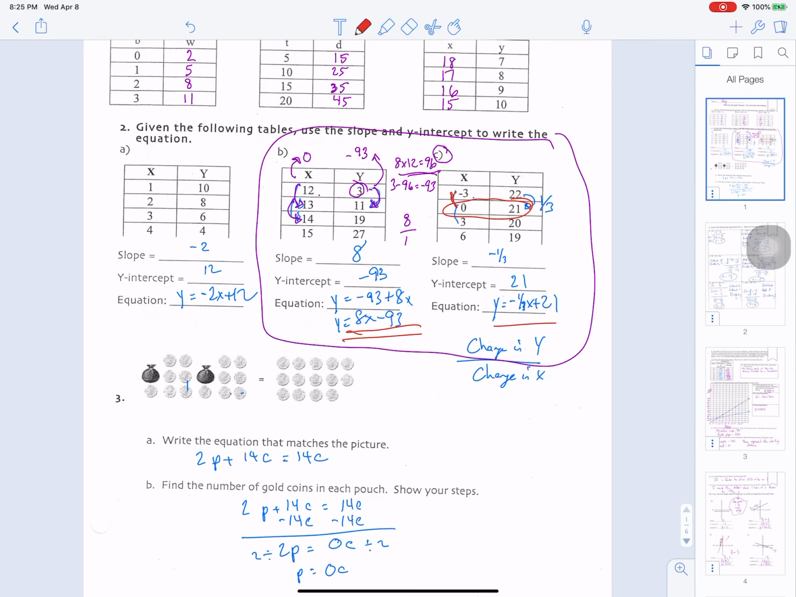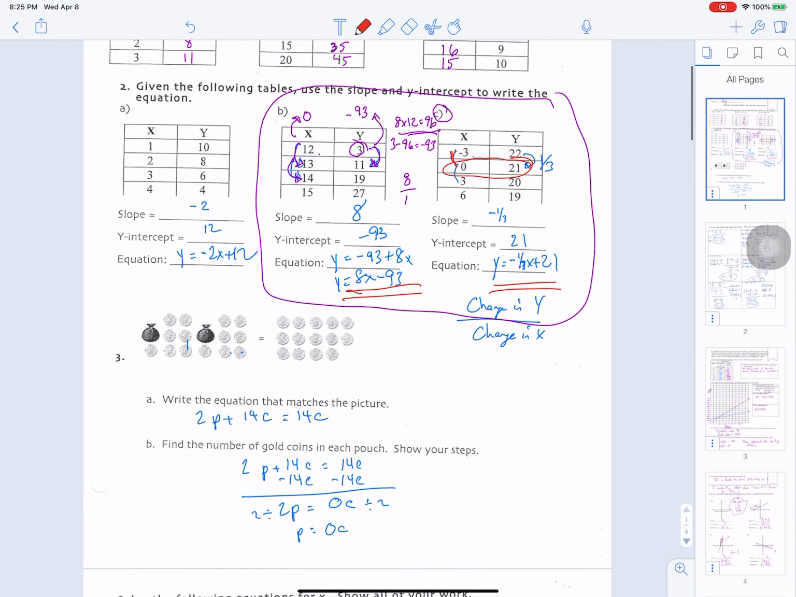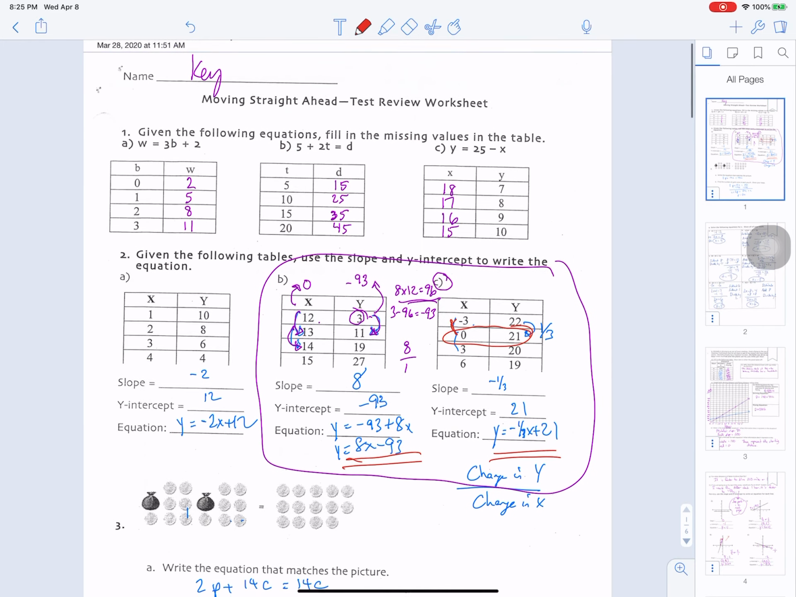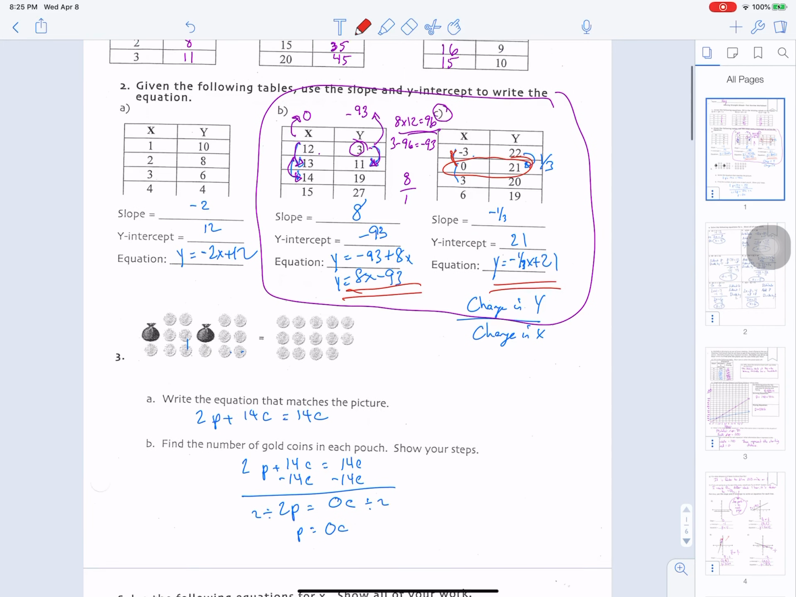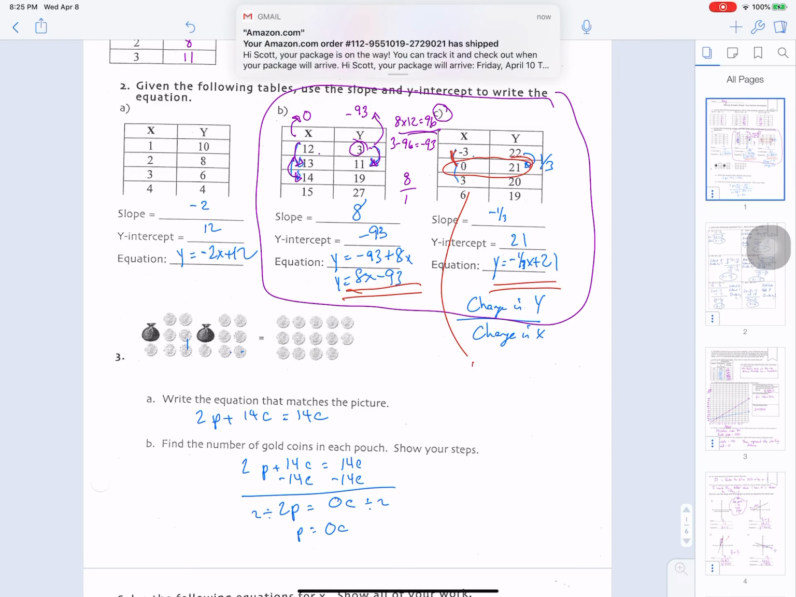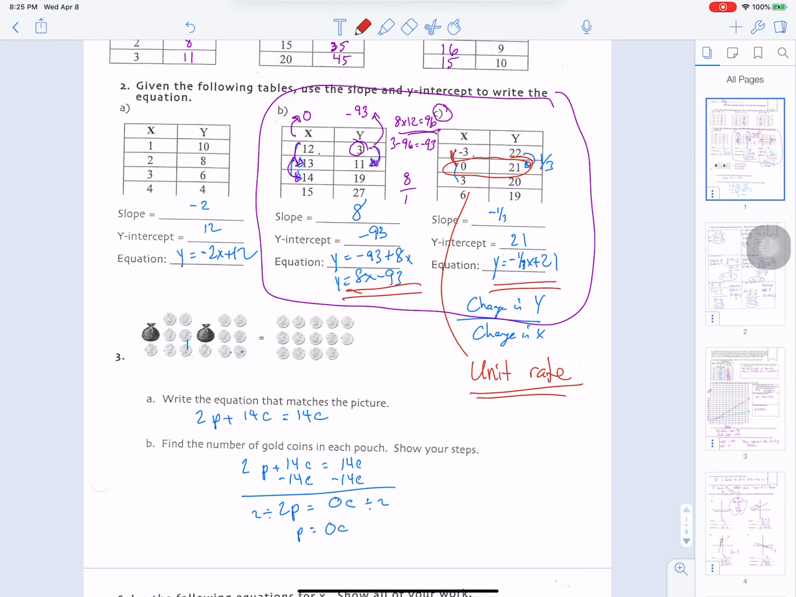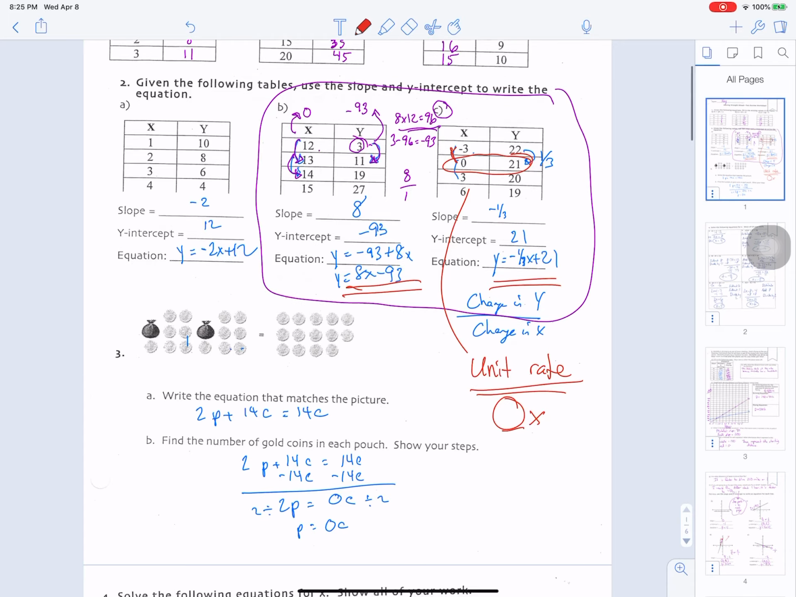Pay close attention to your equations. If you're not getting these equations correctly in the review, it's going to be hard for you to do that in the test. But focus in on finding a unit rate. Remember, the unit rate is the same as the slope, same as the constant of proportionality, same as the coefficient of x. It's the number that goes before x. All right.